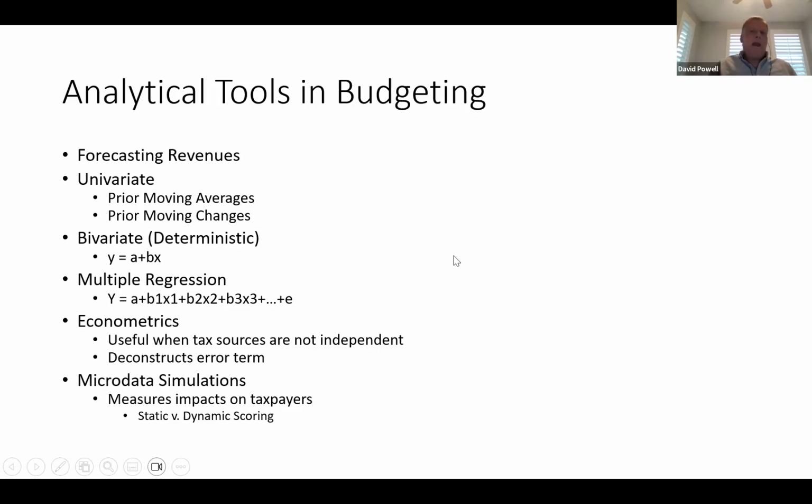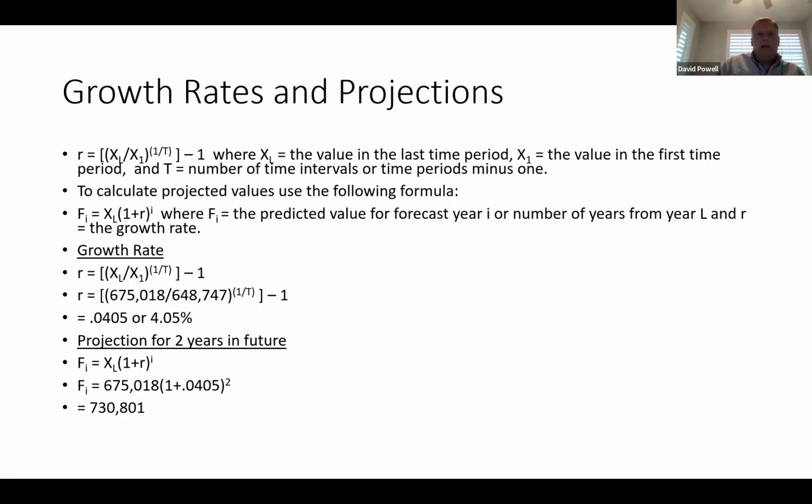There are a lot of different ways in which we can analyze our budgets in order to forecast our revenues. Obviously, the more accurate we are in forecasting our revenues, the better sense we have of how much money we have to spend when we construct our budgets for the next fiscal year. We also do budget analysis for the purpose of calculating growth rates and making projections. We'll calculate growth rates, and then use those growth rates to forecast and project our revenue.